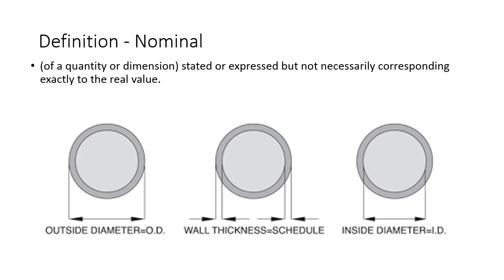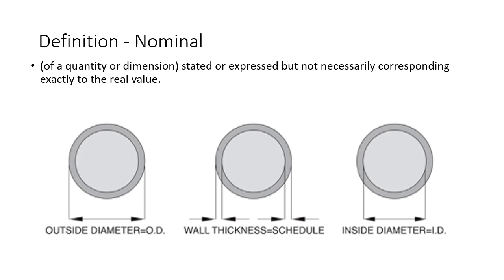We've also got the definition of nominal: a quantity or a dimension stated or expressed but not necessarily corresponding to an exact or real value. So nominal pipe size of 2 inches is not exactly 2 inches. When we're dealing with pipe, you've got a nominal pipe size. So 2-inch pipe is not really 2 inches in outside diameter. Nominal is saying in the ballpark. Nominal is close enough, we're not getting scientific with it.